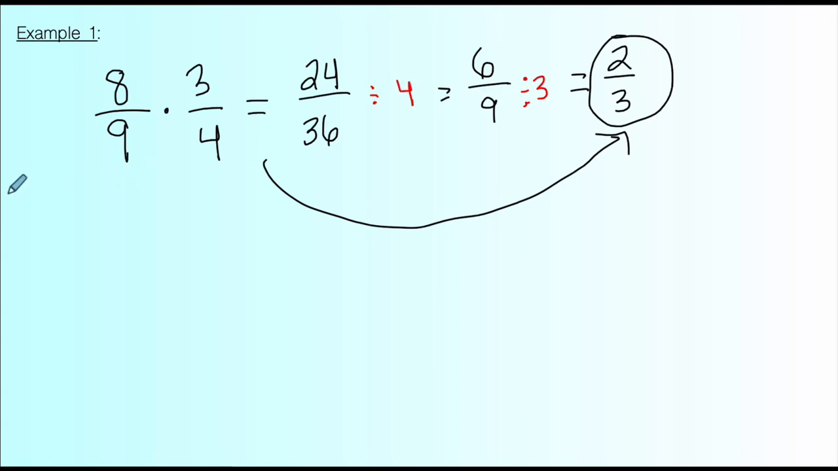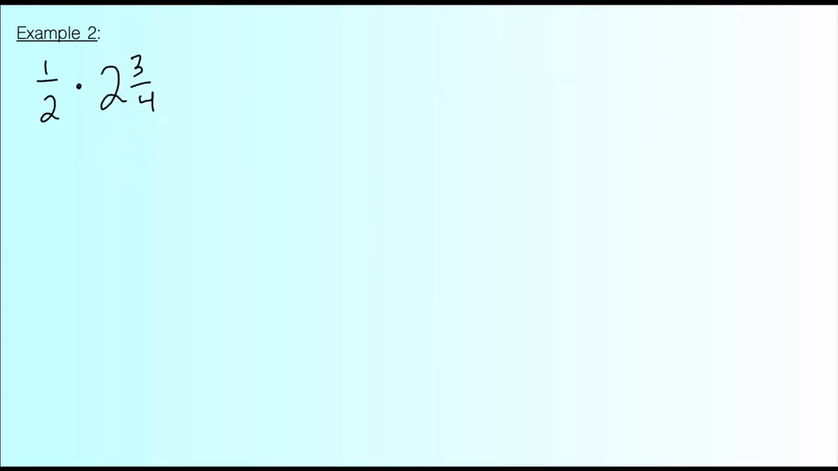That's it. Let's go on to an example where we have a mixed number because, as I had just said, you cannot multiply when you have mixed numbers. You need to make this 2 3/4 into an improper fraction. So let's do that. 2 3/4 as an improper fraction. 4 times 2 is 8. 8 plus 3 is 11. So 2 3/4 can be rewritten as 11/4. So now I'm going to rewrite my multiplication problem, and this should be fairly simple now.